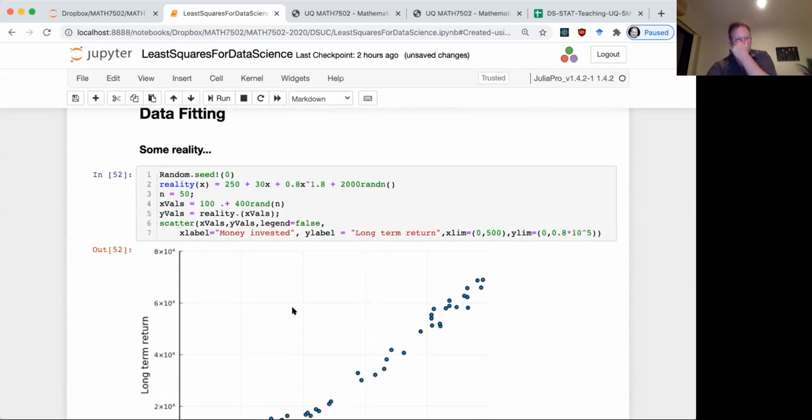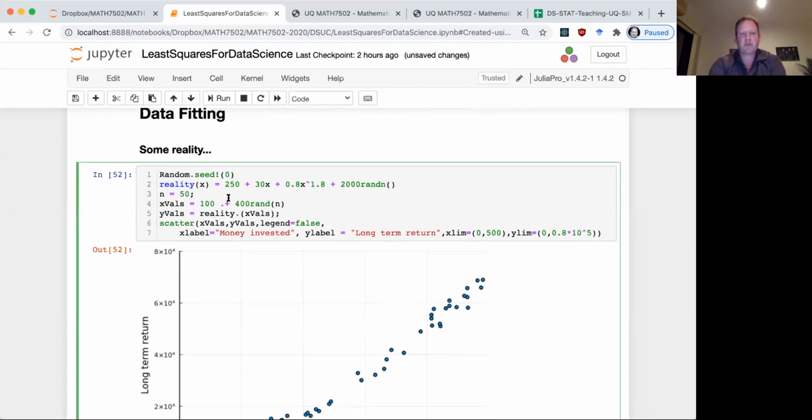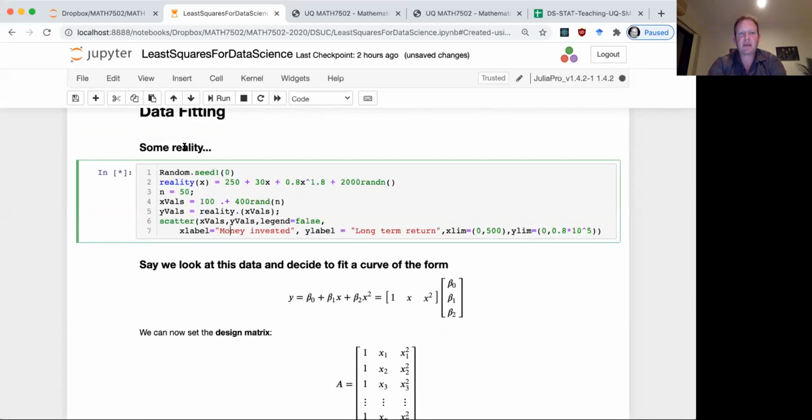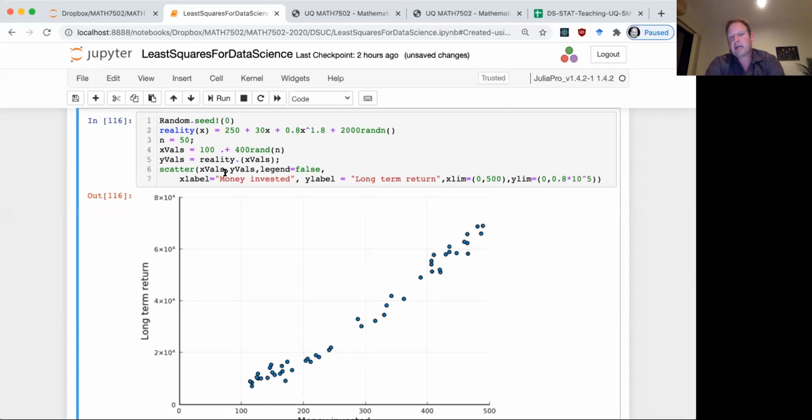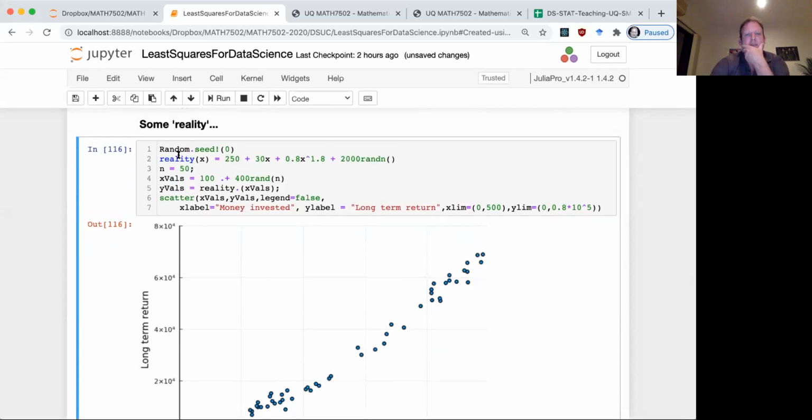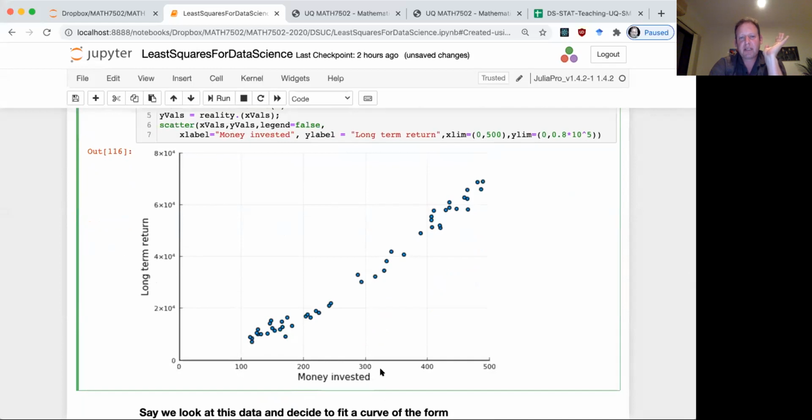Okay, so let's go to data fitting. Some reality. Now this reality really requires quotes because there's nothing realistic about this reality. We're going to make up some data. The reality function is the made up data. Let's assume that nature for us has found this relationship between money invested and long-term return.